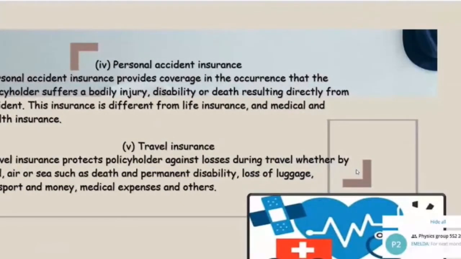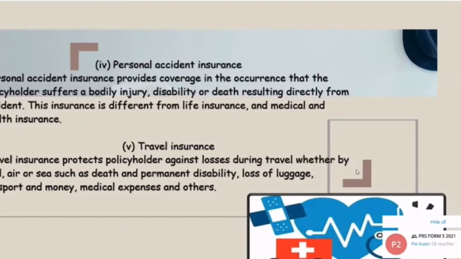Now, let's look at personal accident insurance. Personal accident insurance provides coverage in the event that the policyholder suffers bodily injuries, disabilities, or death resulting directly from accidents. This insurance is different from life insurance and medical and health insurance.